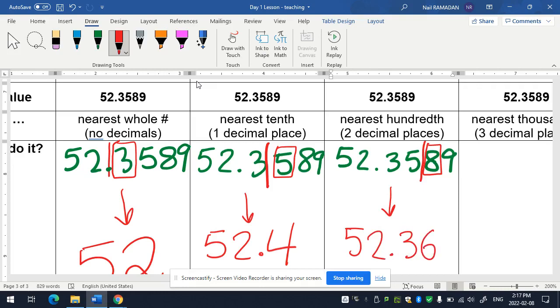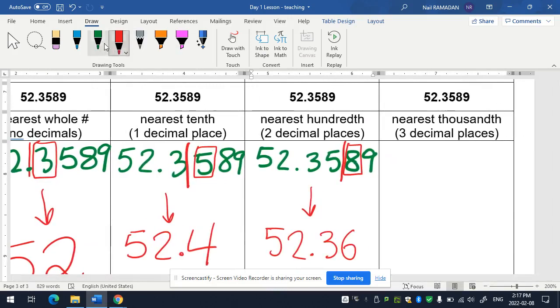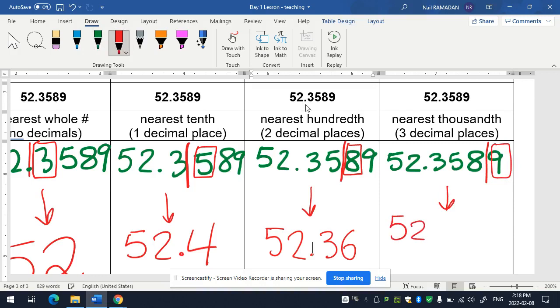And finally, 52.3589. And where is my line now? Almost at the end. Almost. Not after the 3, not after the 5, but after the 9. What does a 9 do? Bump up. So 9, bump up. So this number will eventually become 52.359.